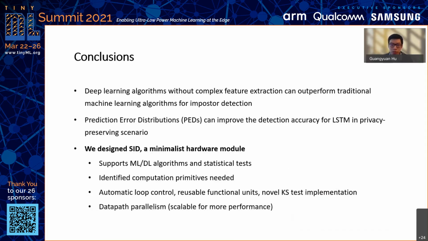In conclusion, we show that deep learning algorithms without complicated feature extraction can perform better than the traditional machine learning methods for imposter detection. We show that using and comparing the paths is critical to improve the detection accuracy for LSTM in the privacy-preserving scenario. We also designed the Minimalist SID module to support the whole detection algorithm by providing only the necessary hardware primitives. The SID module is small compared to the dedicated accelerators, but is scalable for more performance.